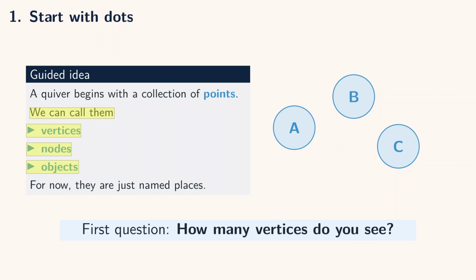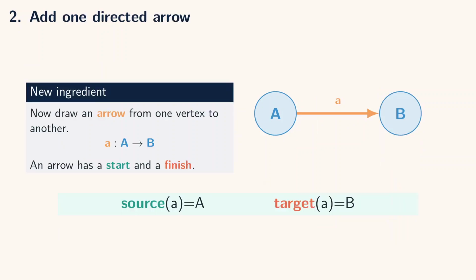Add one directed arrow. Now we are going to add something new. We are going to draw an arrow. An arrow in a quiver goes from one vertex to another. It has a starting point and a finishing point. We call the starting point the source of the arrow, and we call the finishing point the target of the arrow. Let us look at a concrete example. We draw an arrow. Let us call it simply the arrow a, and it goes from the vertex A to the vertex B. We can write this as a goes from A to B. The arrow starts at A and it ends at B.